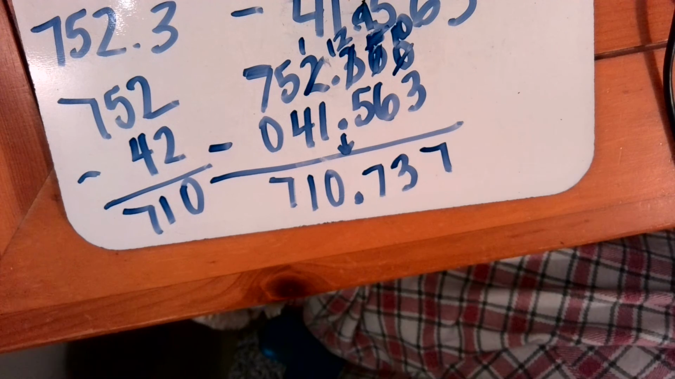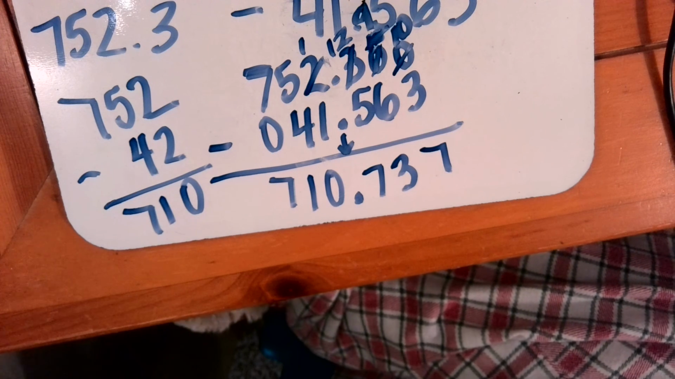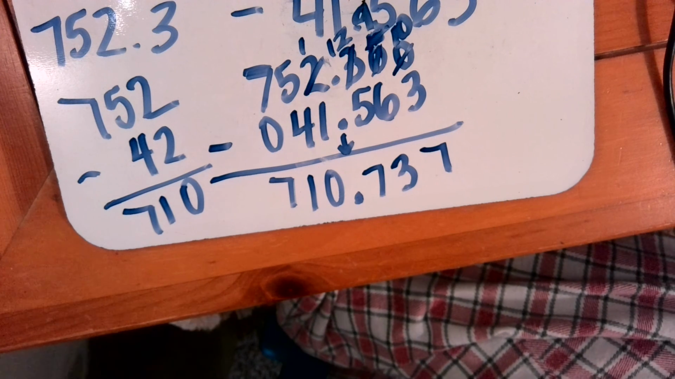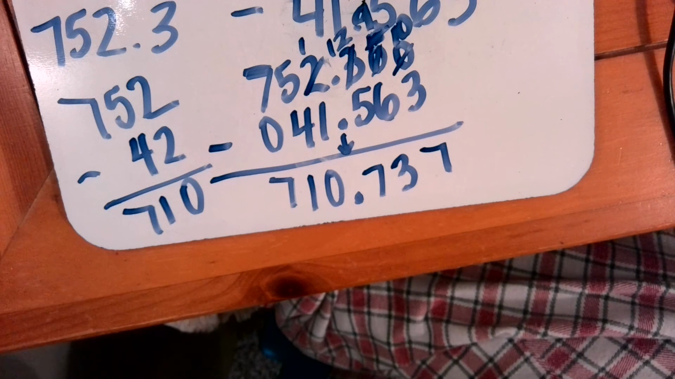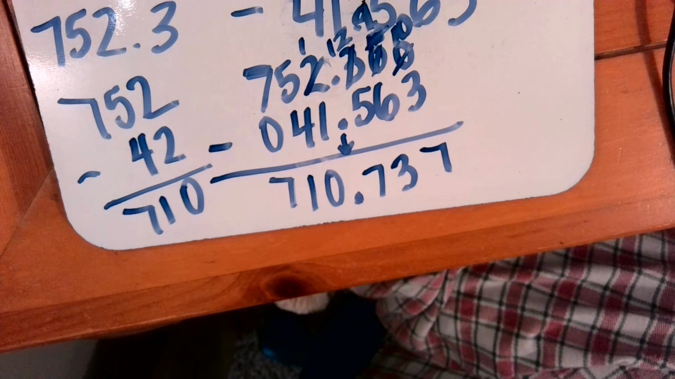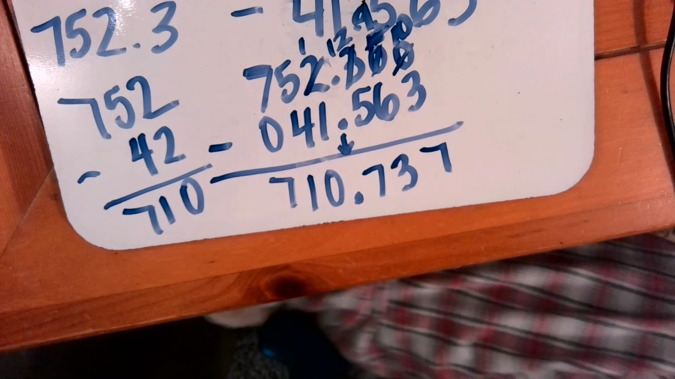Okay? So just read those word problems carefully. You're either going to be adding or subtracting the decimals. Remember to line up your decimals and line up your place values. Add any zeros if you need to, and you will be all set.